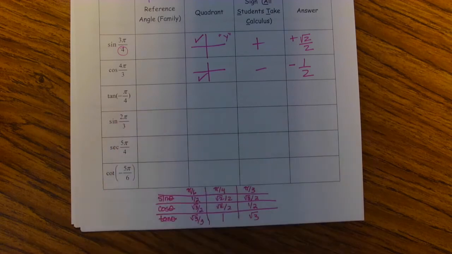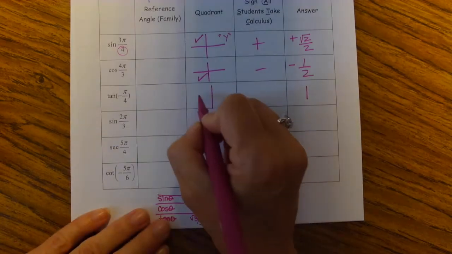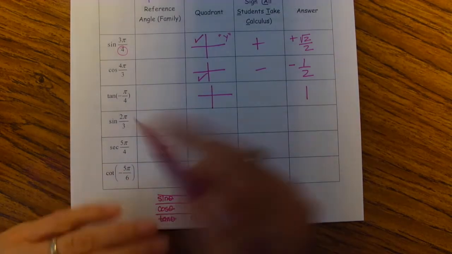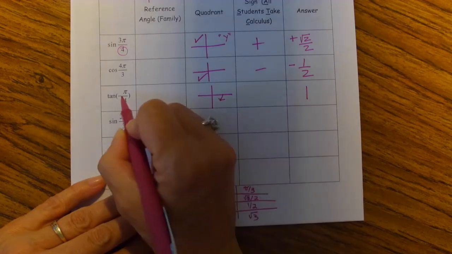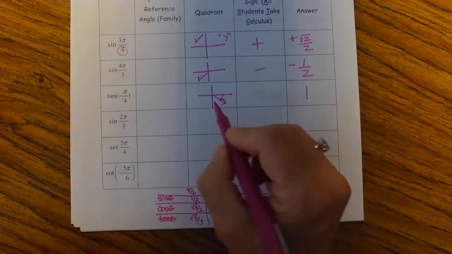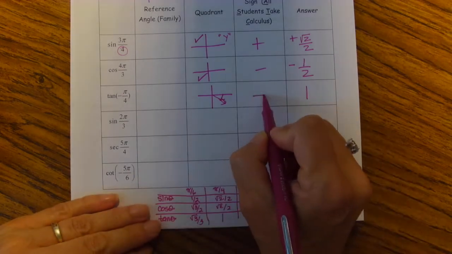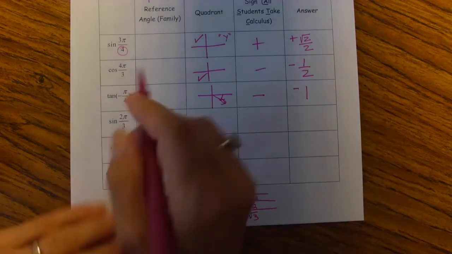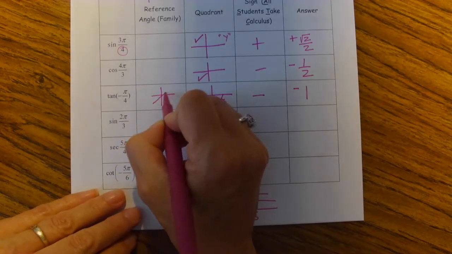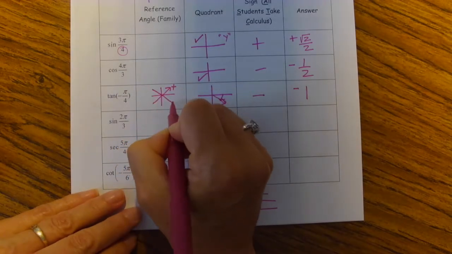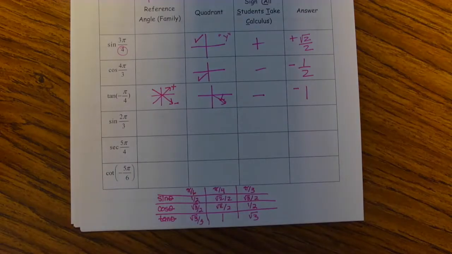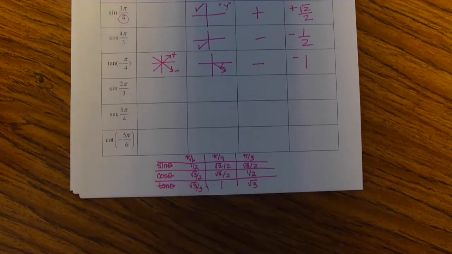So tangent of negative pi over 4. Well, what's the value of tangent of a 4 bottom? 1. Now I have to decide positive or negative. So where is negative pi over 4? It's right there because we're going the opposite direction. So it's here. What is tangent in the 4th quadrant? Negative. So it's negative. Remember, tangent means slope. So this is positive. This side is negative, right? Slope.